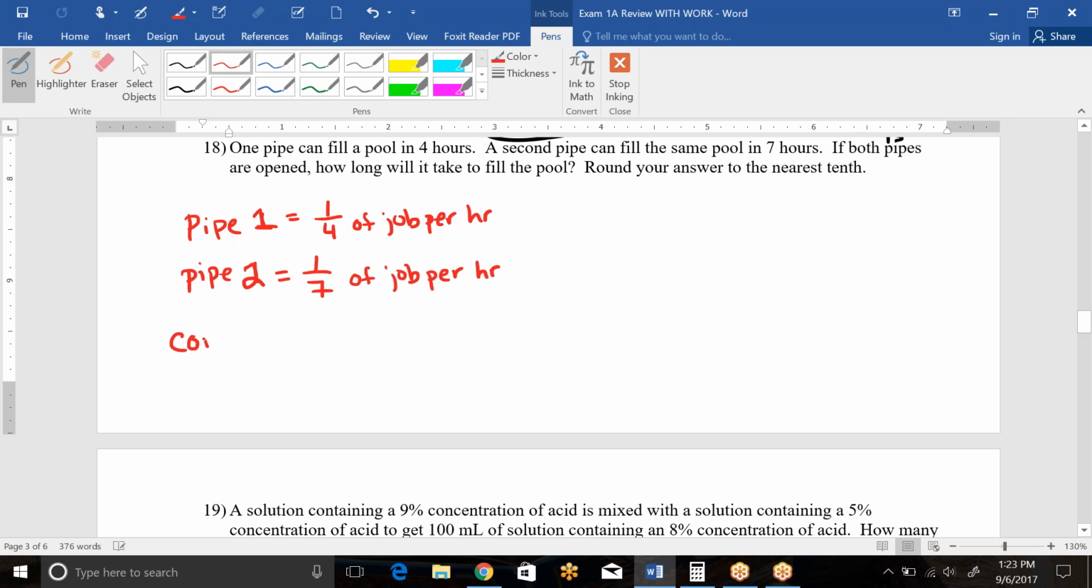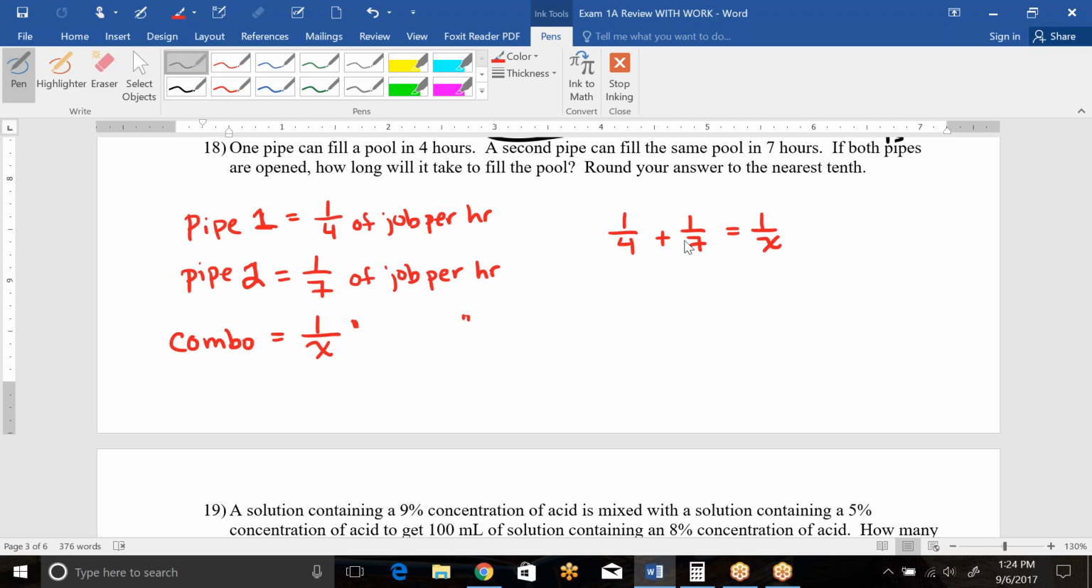If they work together, which I like to call the combo, then we don't know how long it's going to take. That's what we're trying to solve for. So we're going to call that 1/x of the job per hour. Now, typically how this works is that if the two jobs are doing the same thing, they're both the same job, we add the solos to get the combo. If they were opposing jobs, like one was filling the pool and one was draining the pool, you wouldn't add them, you would subtract them because they're working against each other.